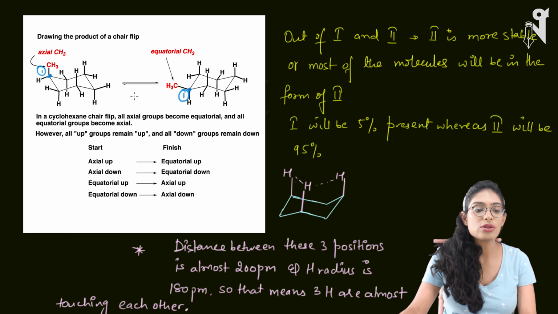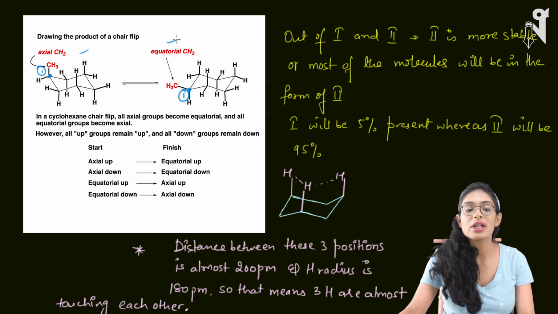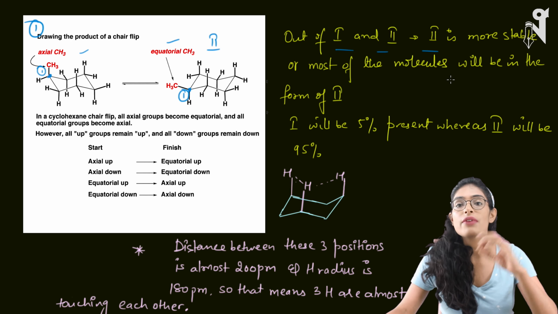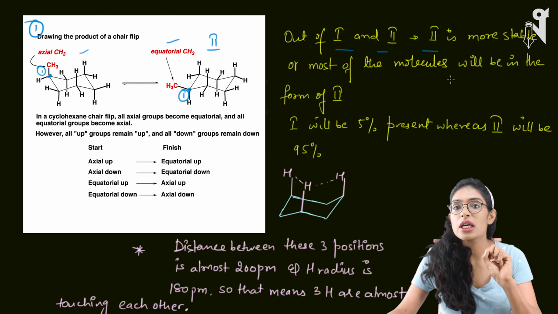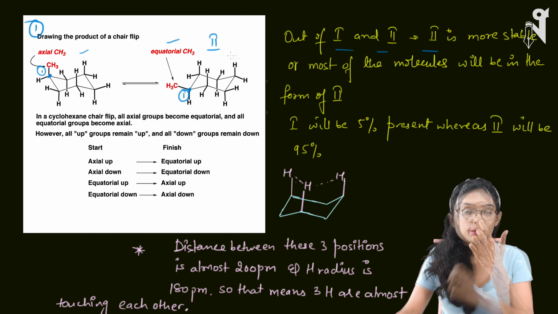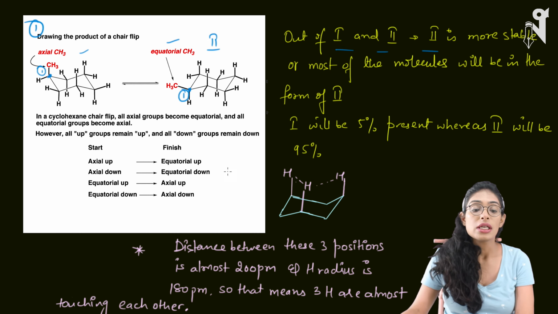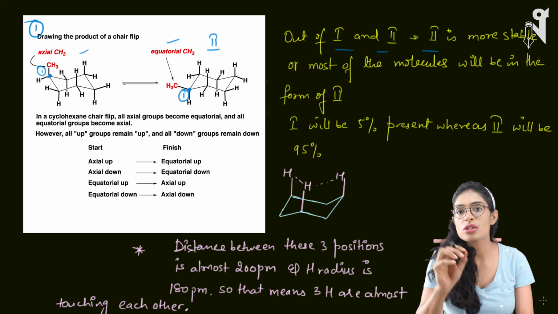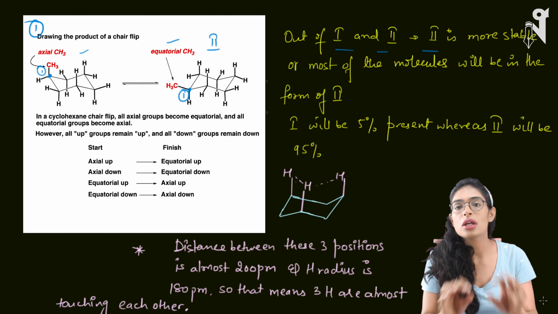So the axial CH3 has shifted to the equatorial position. I told you this is your second compound and this is your first compound. Out of the first and second, which is more stable, or mostly found whenever cyclohexane has been taken and we have checked its conformation? It's mostly the second one. Why? Let's understand. I'm taking an example where I'm not putting CH3 right now. I'm just trying to explain with a small concept.